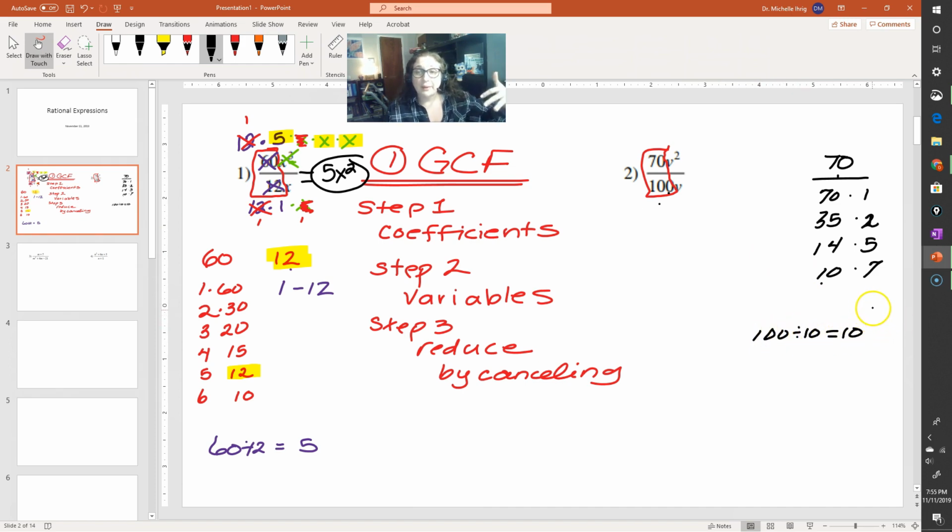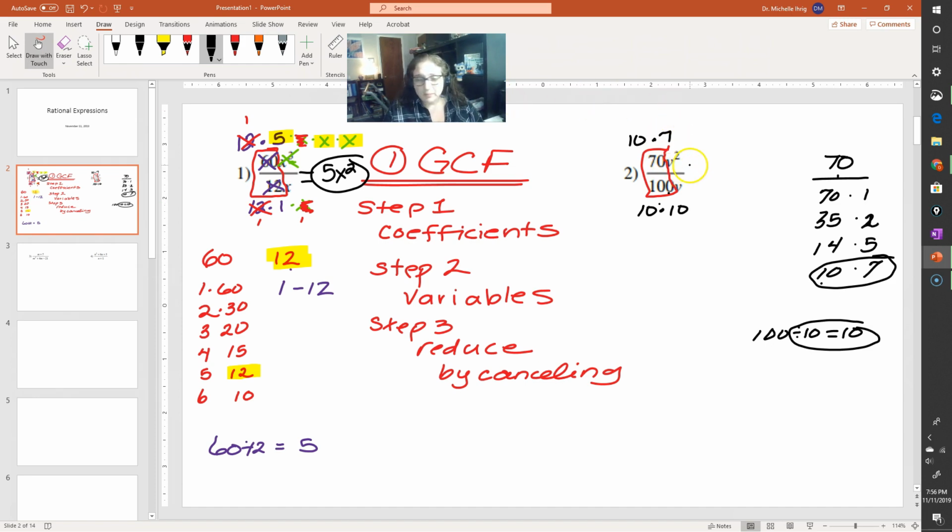So now I know how I can split it up. I'm going to split it up by 10 and 7 in the numerator and 10 and 10 in the denominator. So right here, I'm going to write 10 times 7, and down here, I'm going to write 10 times 10. I like to keep all my work on the top above the numerator, and all my work on the bottom with the denominator.